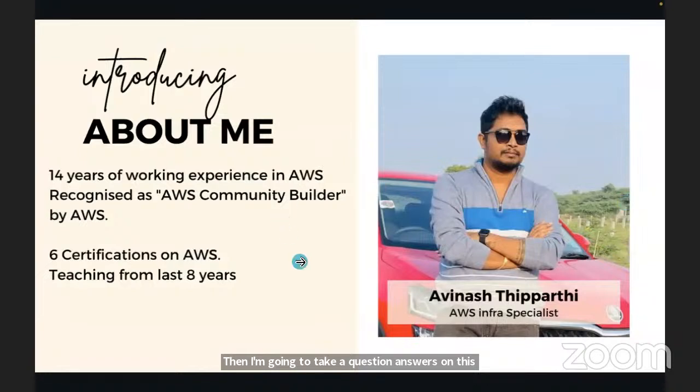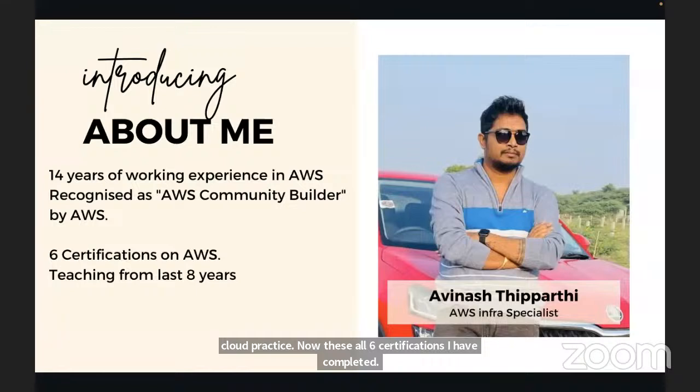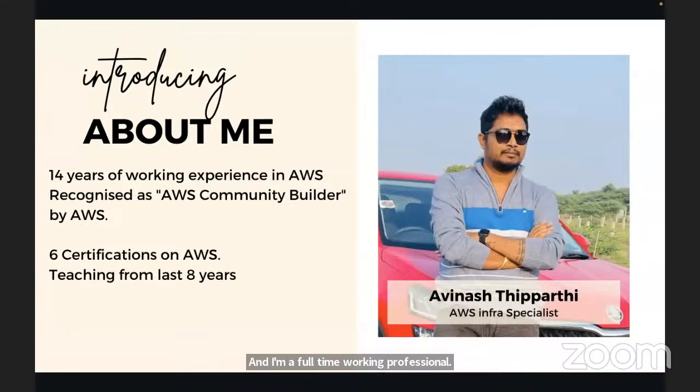All right. So my name is Parthi. I have a total of 14 years of experience. For the last 8.5 years, I have been working completely on Amazon Web Services, and I have 6 certifications on AWS: Solution Architect Associate, Solution Architect Professional, SysOps Administrator, Security Specialty, DevOps Professional, and Cloud Practitioner. I'm a full-time working professional, and teaching is my hobby. I'm passionate about sharing knowledge with the community.